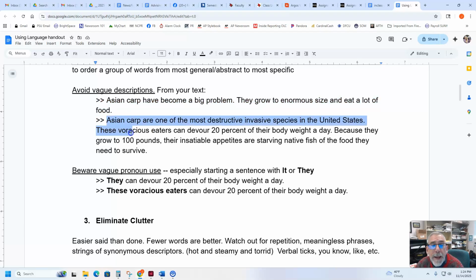As opposed to saying Asian carp are one of the most destructive species in the United States, which they are. These voracious eaters. Now you may say, is that just an example of a complex word we can replace with a simpler one? No, I think that's an example of vivid writing. These voracious eaters can devour 20% of their body weight a day. Because they grow to 100 pounds, their insatiable appetites are starving native fish of the food they need to survive.